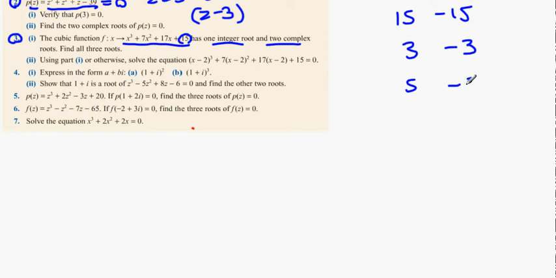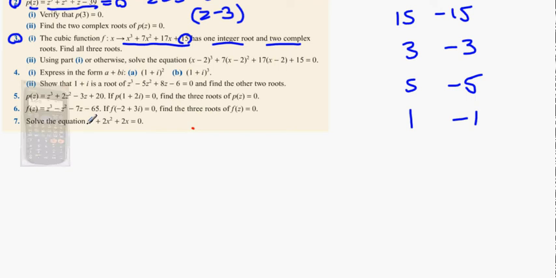Okay, so in this question 3 we're doing: find the cubic function f of x, where f of x equals x cubed plus 7x squared plus 17x plus 15, which has one integer root and two complex roots. Well, to find the integer root, we can say that the integer root has to be something related to 15. So I'm thinking numbers like 15 itself, minus 15, 3, minus 3, 5, minus 5, and 1 and minus 1. Beforehand I would actually have to test this out.